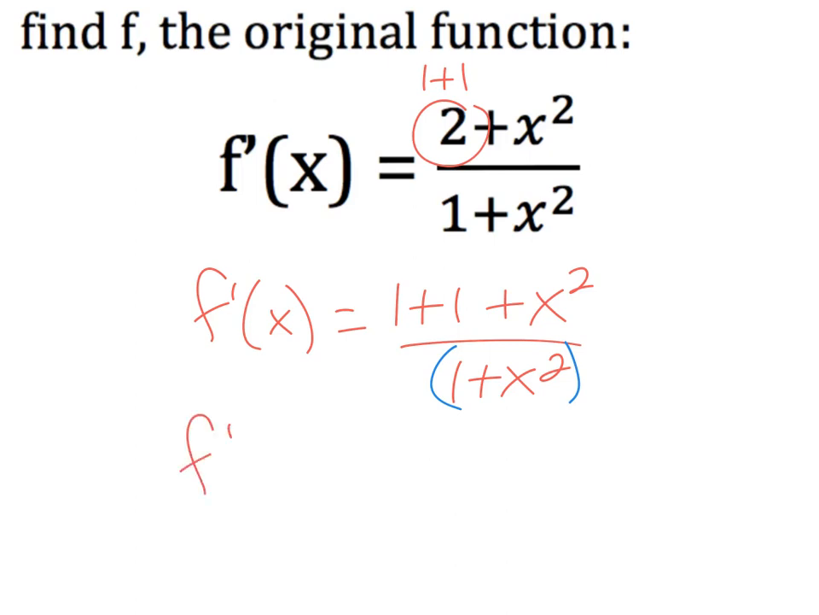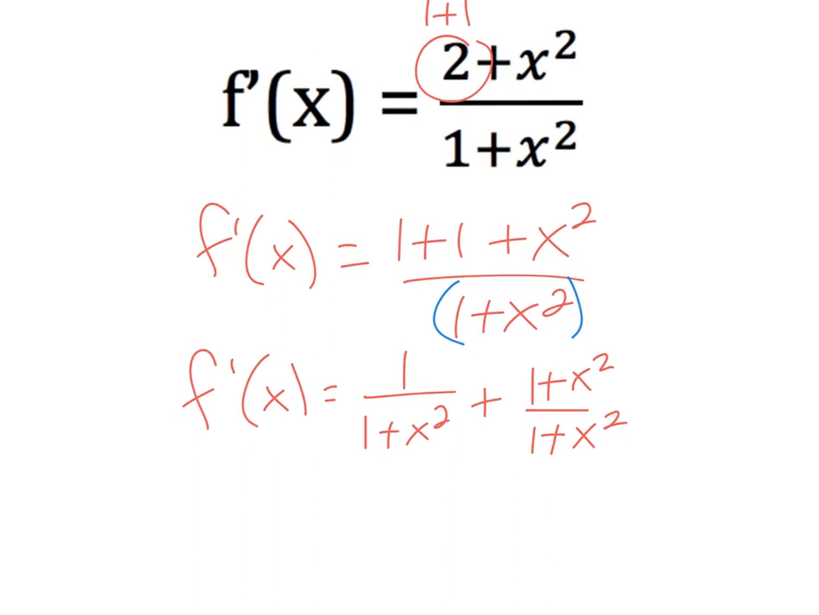And so if I split up the numerator, I can write that as 1 over 1 plus x squared plus 1 plus x squared over 1 plus x squared. Basically reverse common denominator work. And notice when I do that, you recognize right away that this reduces to 1, and this first term ends up being a formula.